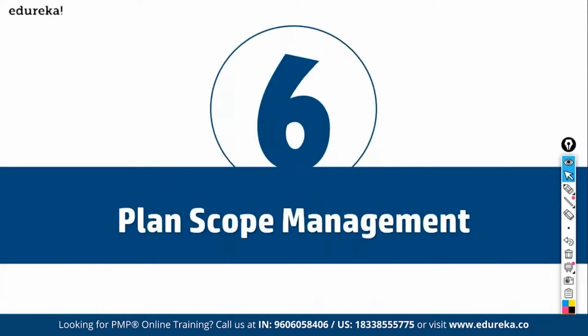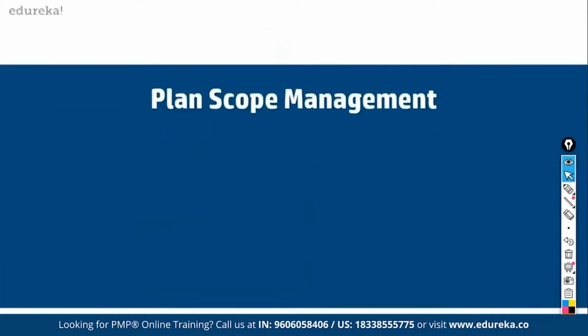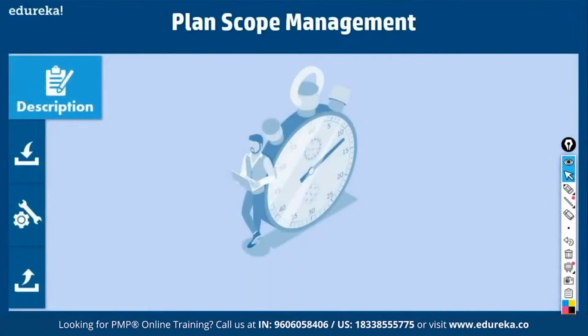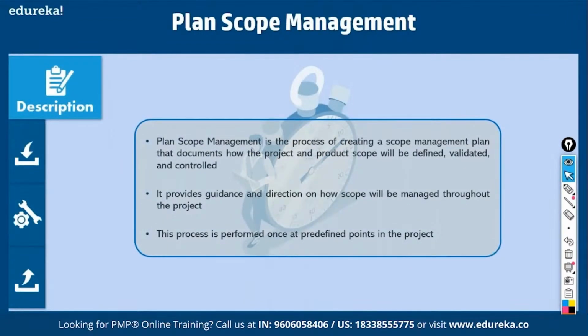The first process is plan scope management. What do we do here? We come up with a scope management plan. So what is a scope management plan? Plan scope management is the process of creating a scope management plan that documents how the project and product scope will be defined, validated, and controlled. Define is how we decide what features and functions it should support. Validation is how we get it accepted by the customer. So it provides guidance on how to manage scope.